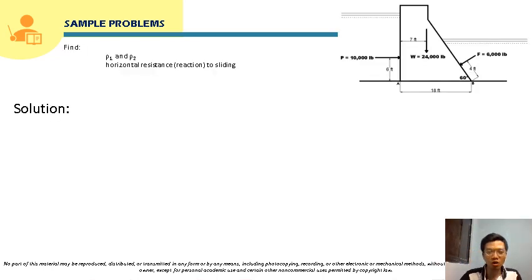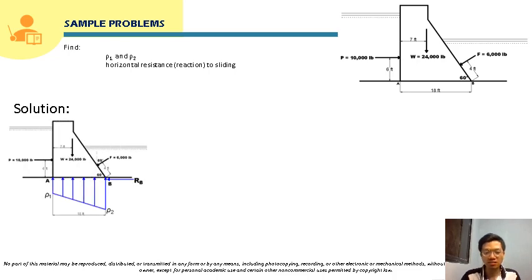Again, we will solve for rho 1 and rho 2, and also for the horizontal reaction to sliding. We will first draw the free body diagram of this dam. So this is the dam, and it is the ground that supports this dam. As mentioned in the problem, the upward ground reaction varies from rho 1 to rho 2. So here, we can analyze this: our rho 2 will be greater here.